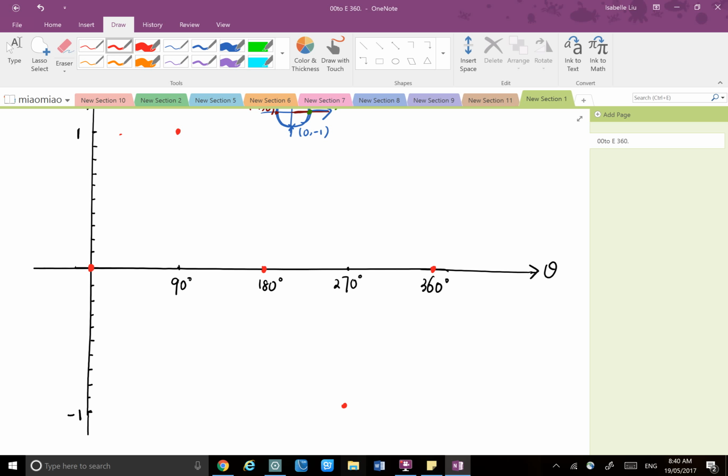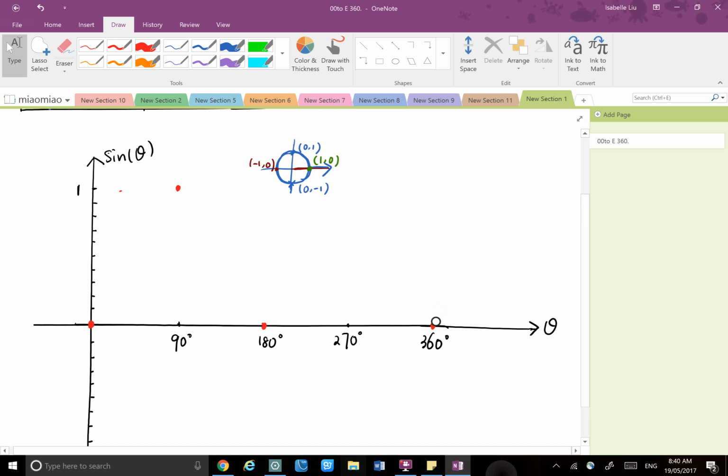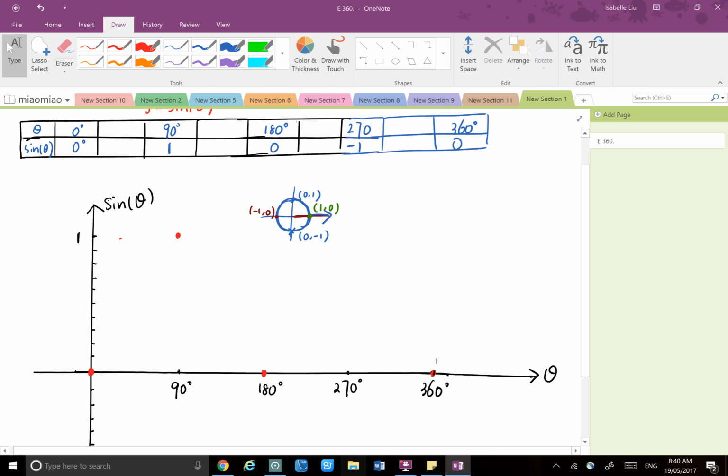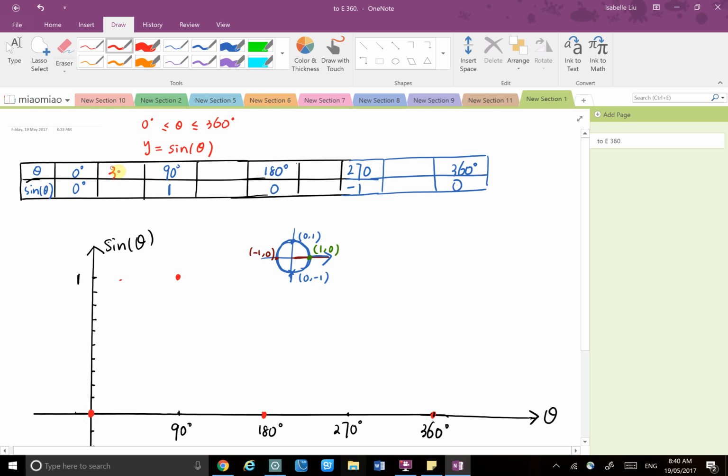And let's try to find a couple more points in between. Let's do 30 degrees. What does sine 30 give you? Half? Yep, half. So 30 degrees will give me half. Let's find 30 degrees. 30 degrees is here, a third of 90, so I have half. Another point somewhere here.